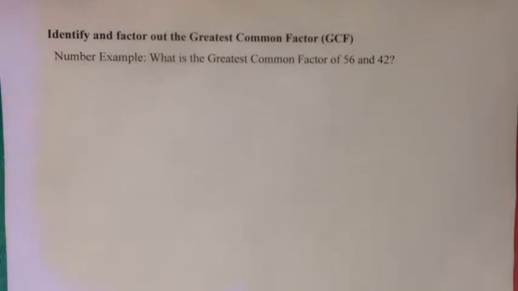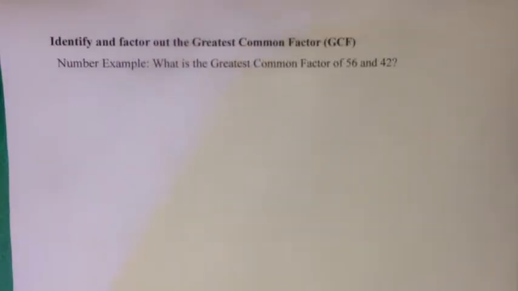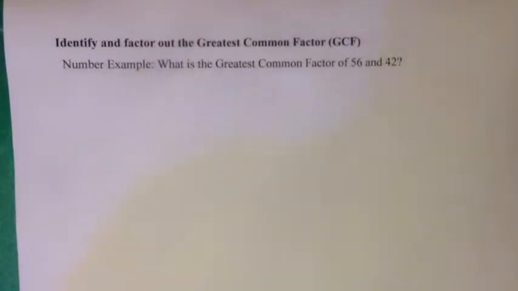We're going to start with a numerical example though, something you might be more familiar with. What is the greatest common factor of 56 and 42? What we mean by that is, what is the biggest number that goes into both 56 and 42? You may be able to find the greatest common factor by guess and check, but I'm going to show you a systematic method for finding the greatest common factor. And it starts with finding the prime factorization of our two numbers.